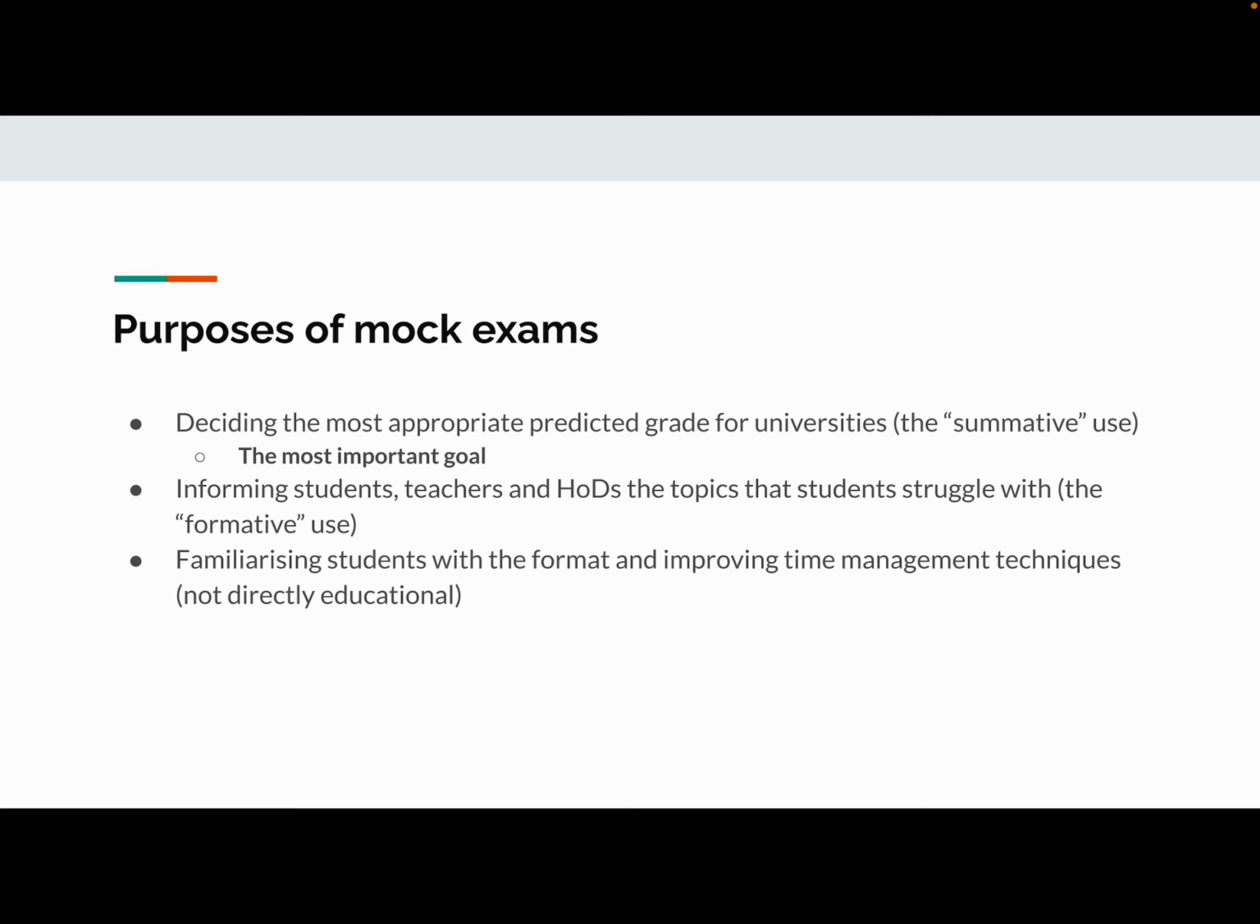Secondly, is to inform students, teachers, and head departments the topics the students struggle with. This is more on the formative side, as we will use this data to inform our future teaching. And last but not least, it helps to familiarize students with the format, as well as time management techniques for them to show off what they have learned to the best of their ability.